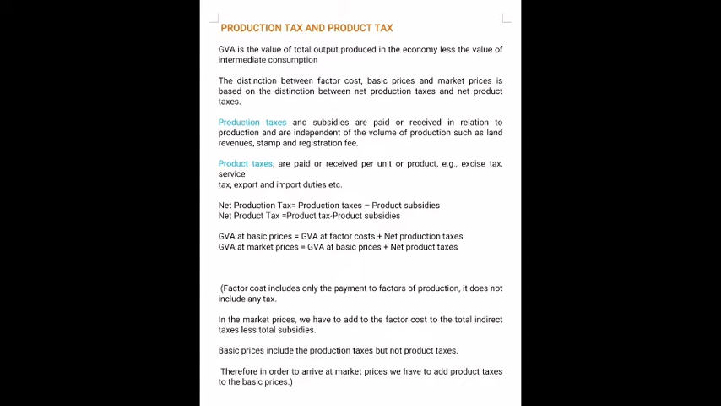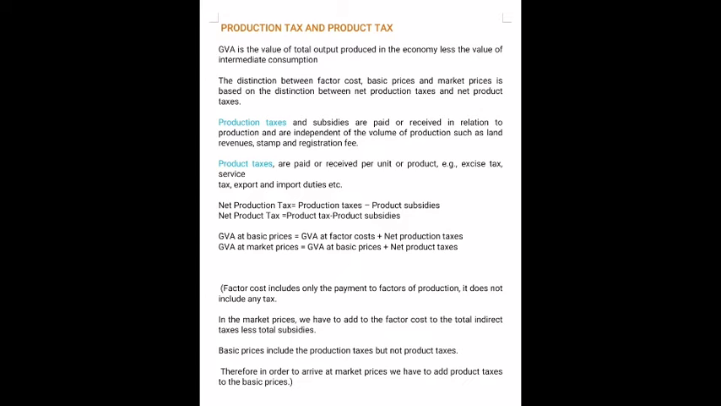But in product tax, we pay or receive the tax per unit of product. That is, the tax which is paid per unit of product is called product tax. Examples for product taxes are excise tax, service tax, export and import duties, etc. So, these are the differences between production taxes and product taxes.